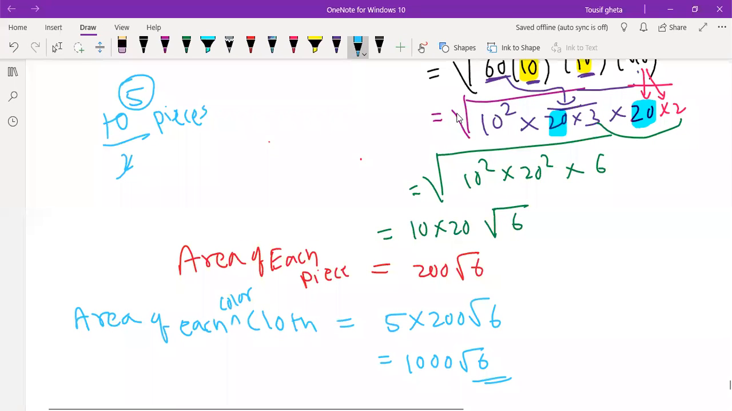Okay. 2000 root 6 will come for the total. For each color, 5 pieces are there. Both the colors have 5 pieces. So multiply into 5 and you will get the answer.